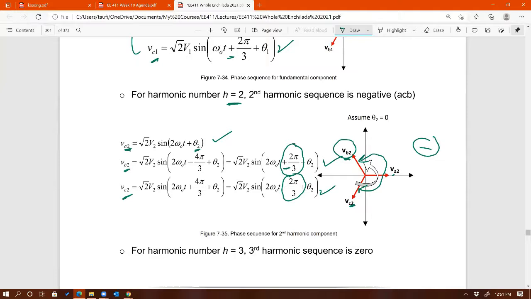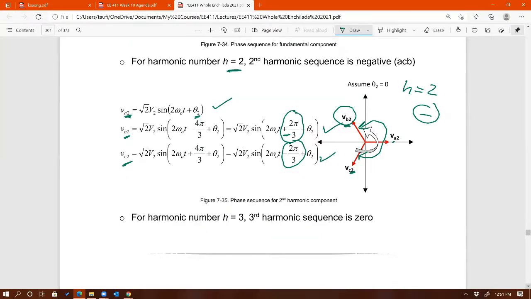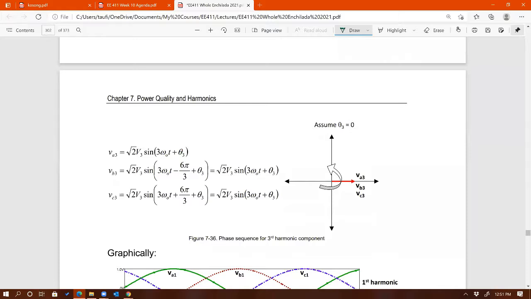Interesting, huh? So when you plug in H equals 2, the sequence changes from positive sequence for H equal to 1 to negative sequence when H is equal to 2. All right. Now, what's more interesting is when you plug in H equals 3. Go ahead and plug in H equal to 3 into the original three equations. Look at what you end up with.